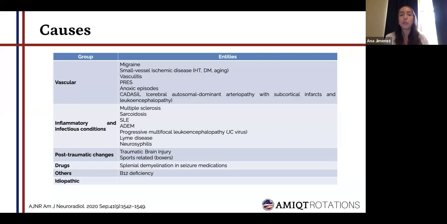Sports such as boxing, rugby, or any type of contact sports, or even just the history of a traumatic brain injury in a motor vehicle accident or any type of accident can produce T2 white matter changes. Anti-seizure medications are related to transient white matter T2 changes, and vitamin B12 deficiency mainly is associated with subacute combined degeneration, which produces changes on the white matter of the spinal cord, but it has been described that this condition can also produce brain white matter changes.